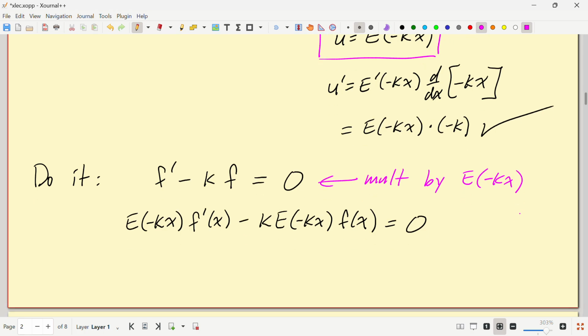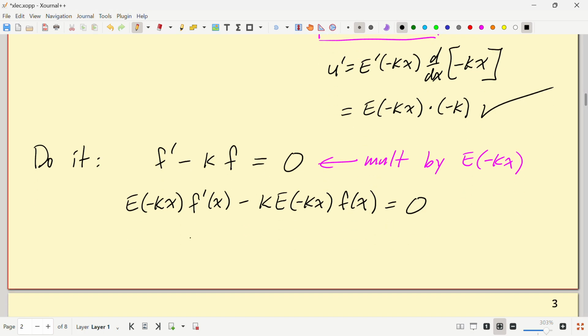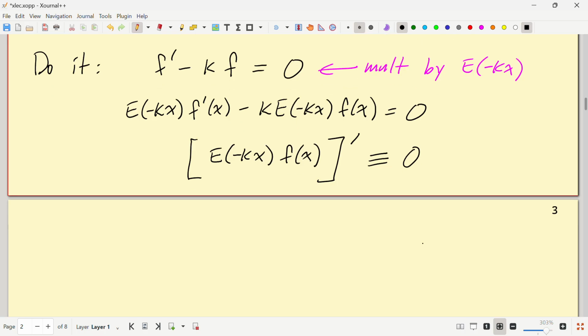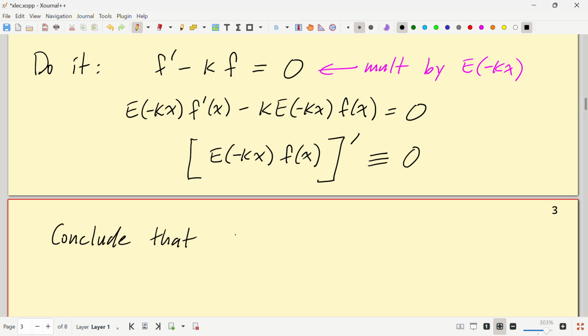And then, the reason I did that is because now this is the derivative of something. It's the derivative of the integrating factor times the function f. That thing has derivative 0, so it must be constant. We conclude, when something has a 0 derivative, we know from the mean value theorem that it's constant.